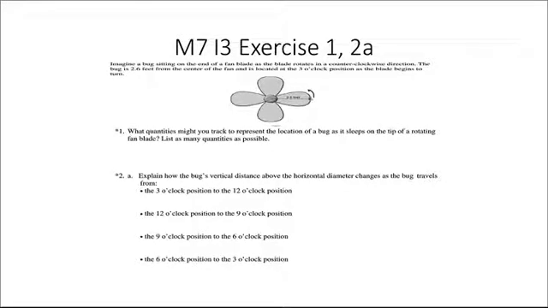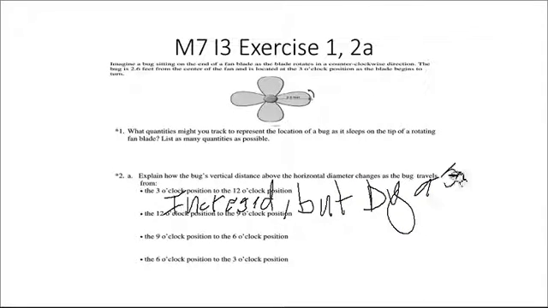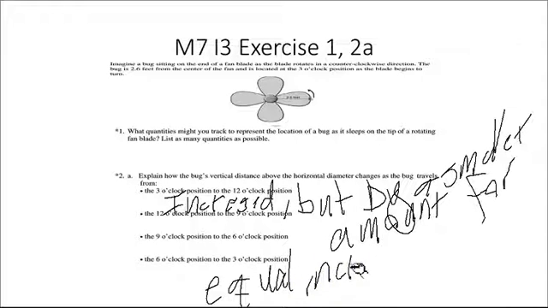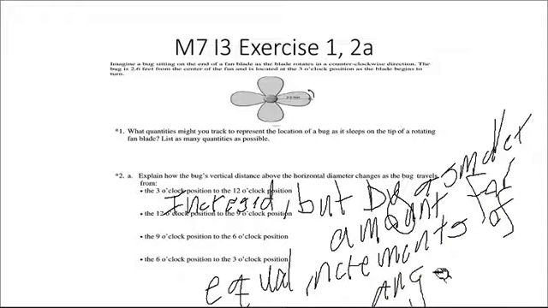So going back to part C of the question, we would say that from the 3 o'clock to 12 o'clock position the vertical distance increased, but by a smaller amount for equal increments of angular change, or equal increments in change in arc, angular change.